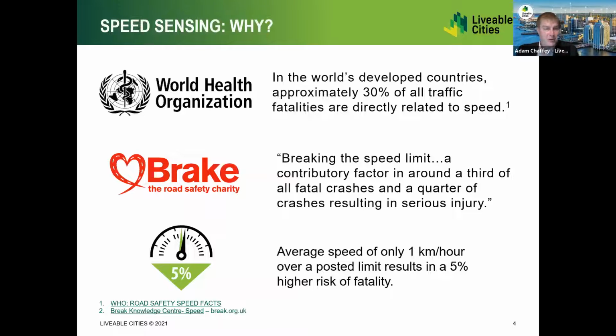So why are we doing this? Well, it's no secret here at this particular event. We know that increased vehicle speeds in our public roadways is an increased risk factor for injury, serious injury, and fatality. So no new information there for this group, but there are multiple organizations around the world, WHO, BRAKE, others that we've heard about in the conference so far today that are interested in monitoring and working on speeds of vehicles in our public roadways for road safety.